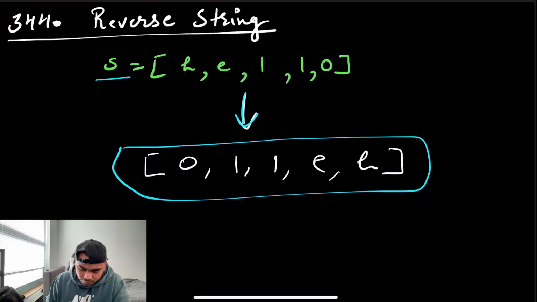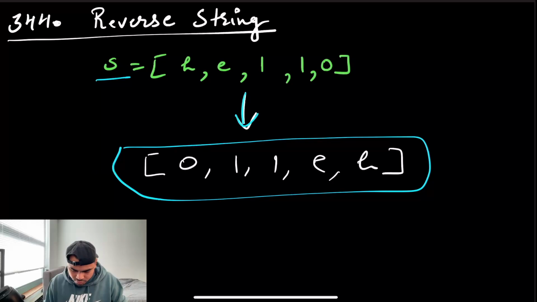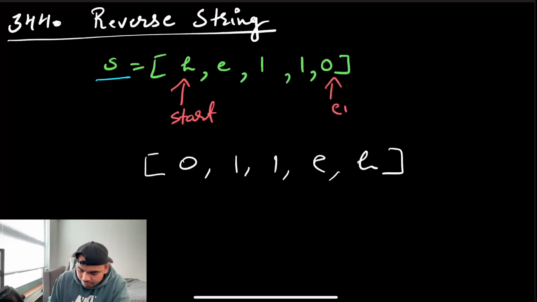One way could be brute force: you create another array, iterate over it from the back, keep appending, and then assign s this array. That works, but that's not the most efficient solution, I would say. So how do we do it? We're going to use two pointers, since it's a two pointer category, and one pointer is going to be in the front and the other will be in the back. So we can say start, and then we're going to have end.